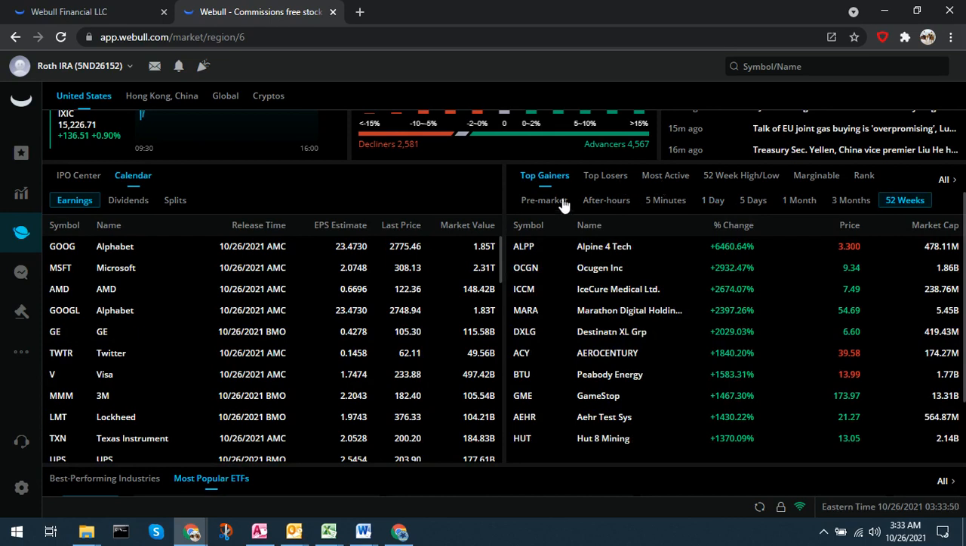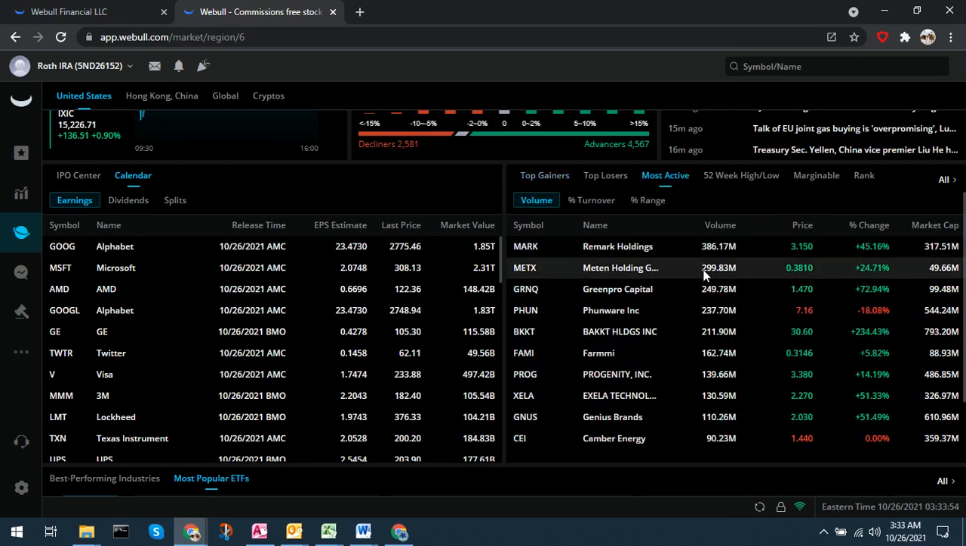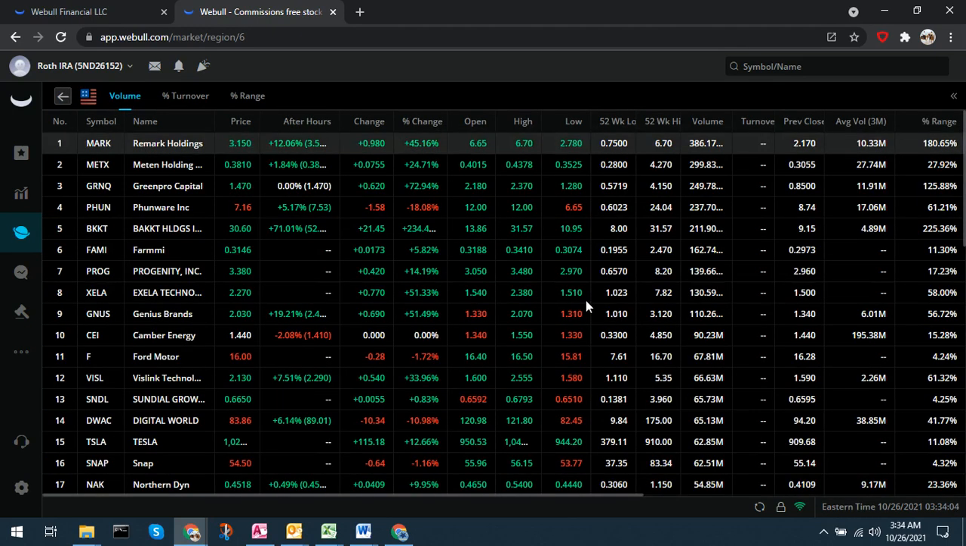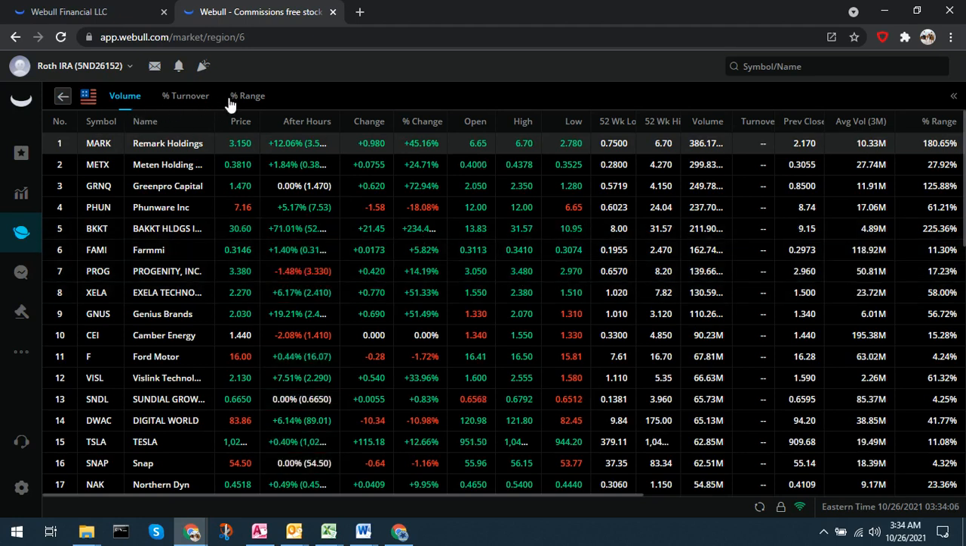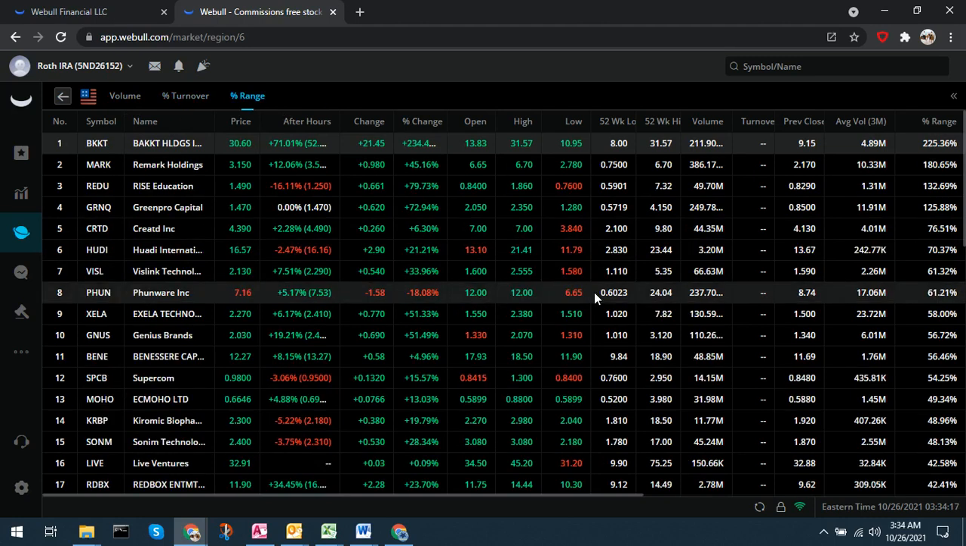So we've got losers, gainers, and the most active for the day by volume. Who was the most active by volume during that day? Again, we can hit All and see the most active, so we can see all of them by volume. We can see percent turnover, most active by percent turnover, all of them, or the percent range, all of them.